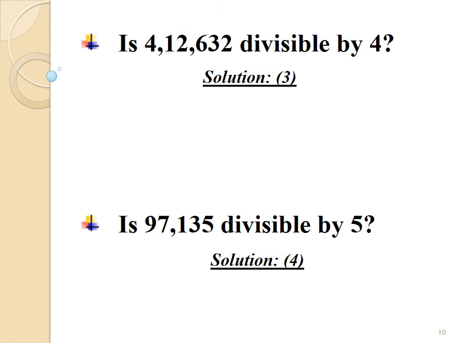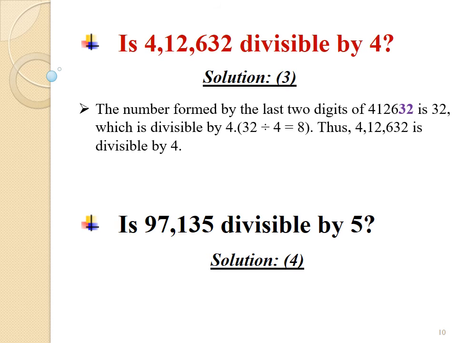Now, sum number 3: is 4,12,632 divisible by 4? The number formed by the last two digits of 4,12,632 is 32, which is divisible by 4. So, 4,12,632 is divisible by 4.